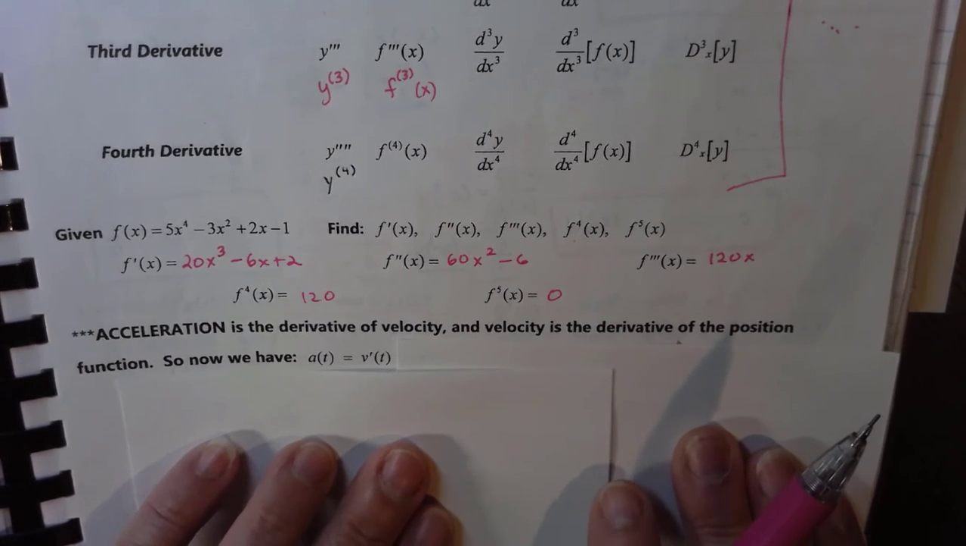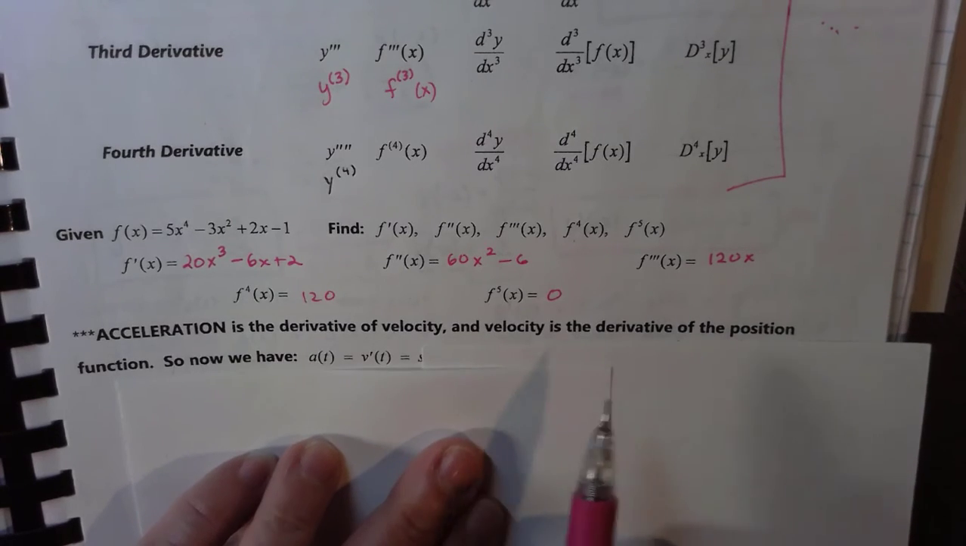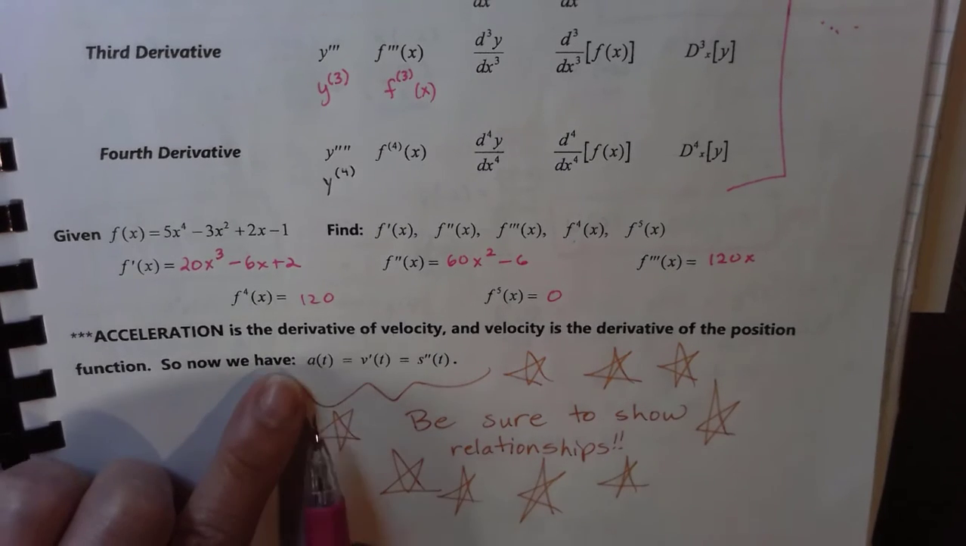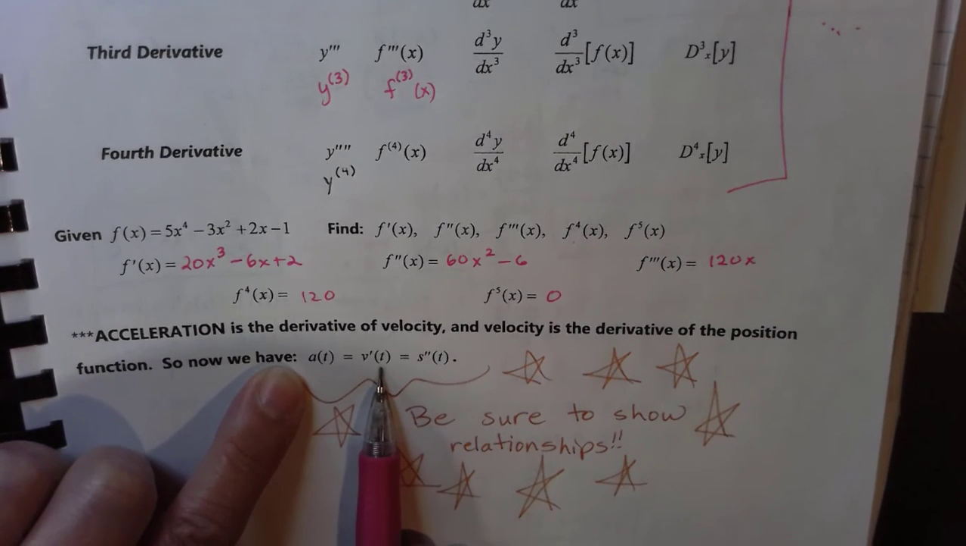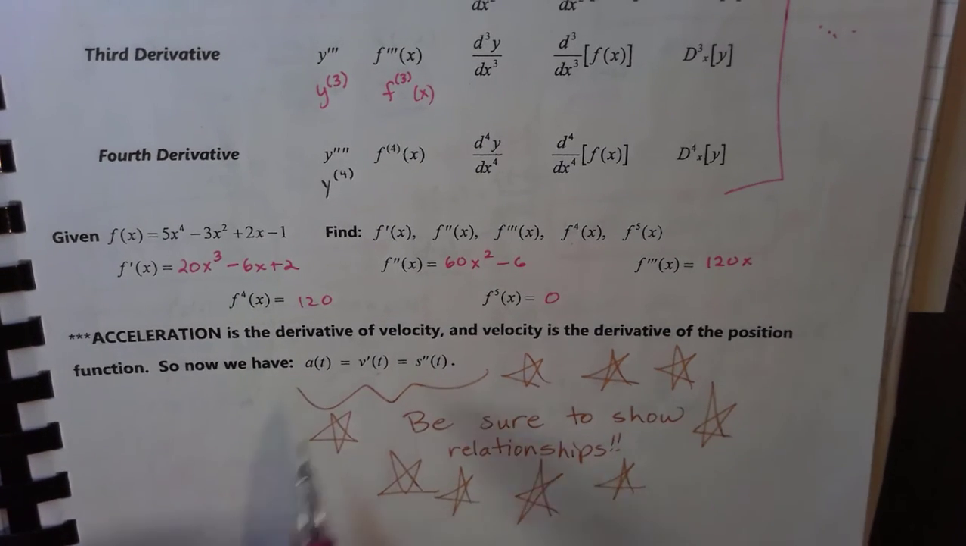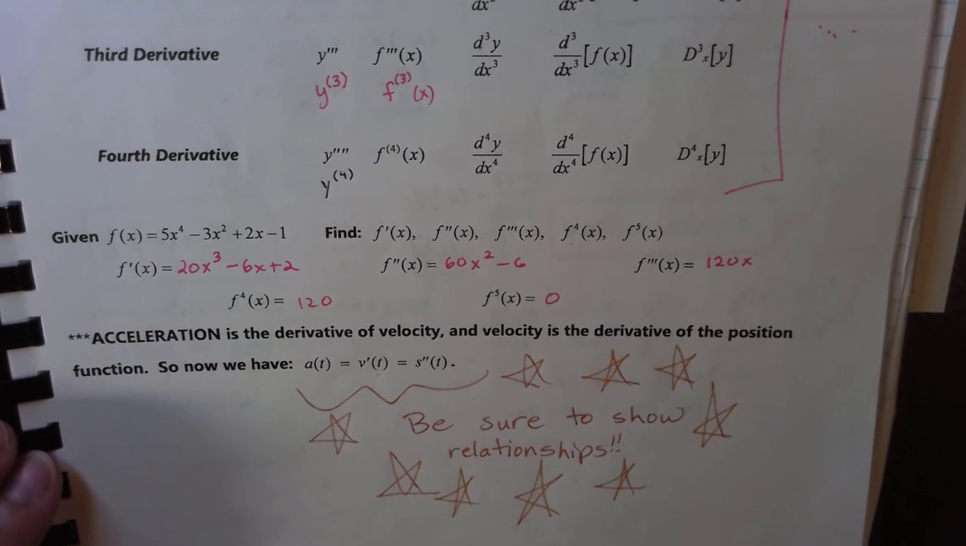Let us remember acceleration is the derivative of velocity, and velocity is the derivative of position. So we now know that acceleration is the first derivative of the velocity function and the second derivative of the position function. Be sure to be able to show these relationships.